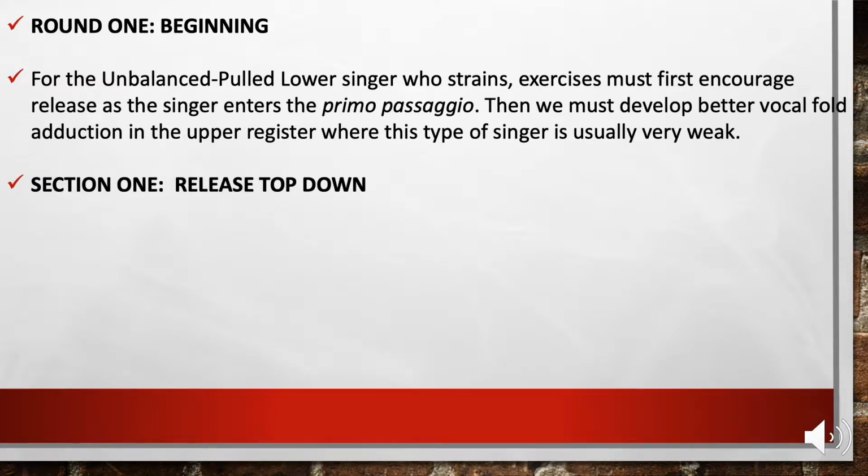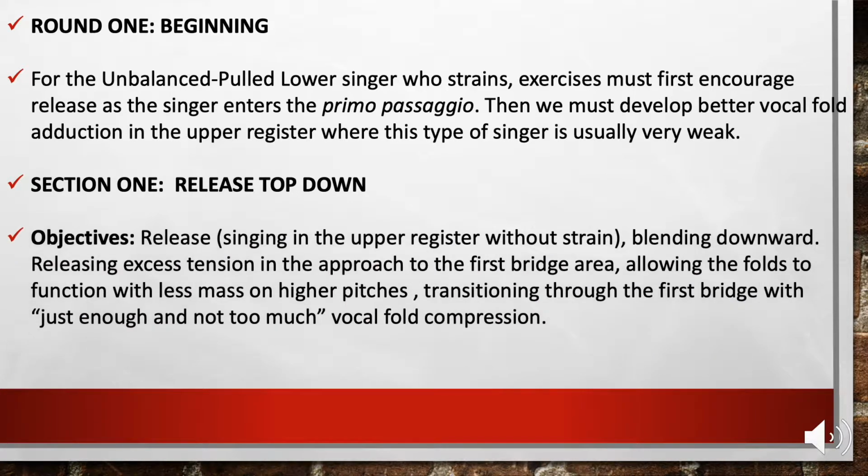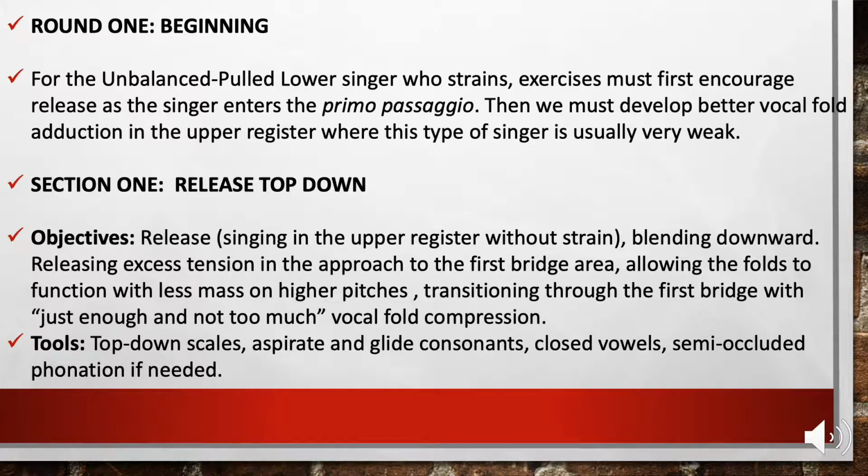Section 1. Release top-down exercises. Objectives. Release, that is, singing in the upper register without strain, then blending downward. Releasing excess tension in the approach to the first bridge area, allowing the folds to function with less mass on higher pitches, transitioning through the first bridge with just enough and not too much vocal fold compression. Our tools are the top-down scales, aspirate and glide consonants, closed vowels, semi-occluded phonation only if needed.